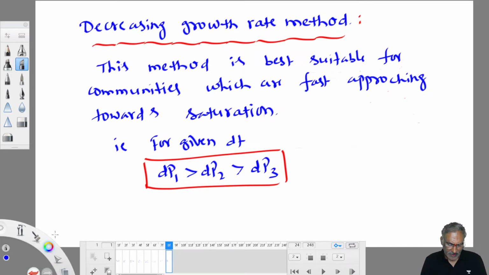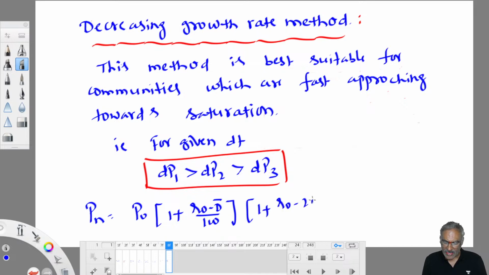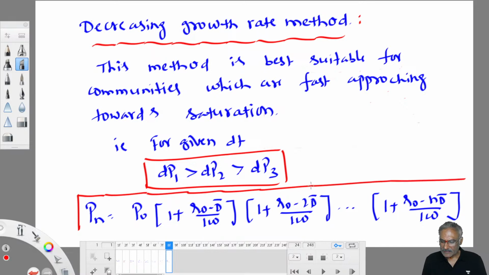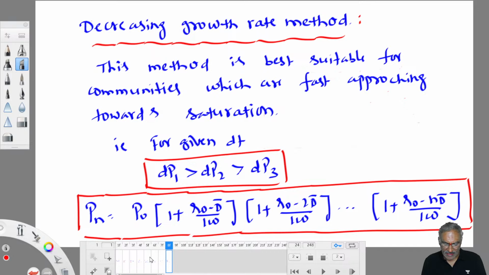Future population Pn is equal to, in this case, like the geometric progression method but exactly in the opposite way, (1 plus r naught minus d bar by 100) into (1 plus r naught minus 2d bar by 100) and so on to (1 plus r naught minus n d bar by 100). This is the generalized formula. The extra thing you need to work out in this formula is the d bar, which is new whenever we use the decreasing growth rate method.